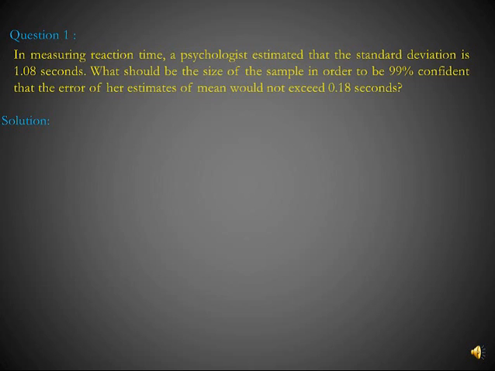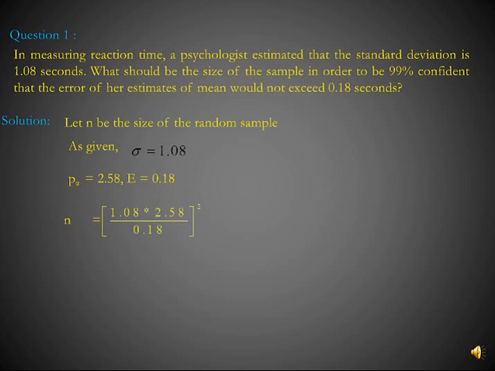Let's solve this question. Let n be the size of the random sample. As given in the question, we have sigma is equal to 1.08. It is given in the question. Also we have Z alpha is equal to 2.58 and the error of estimation, that is E, is 0.18. Now applying our formula, we get n is equal to 1.08 multiplied by 2.58 divided by 0.18, to the whole square, and we get our n as 240.